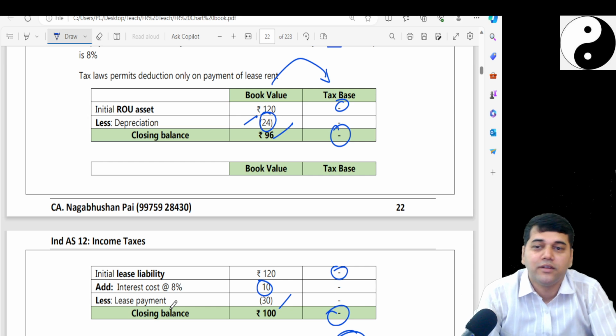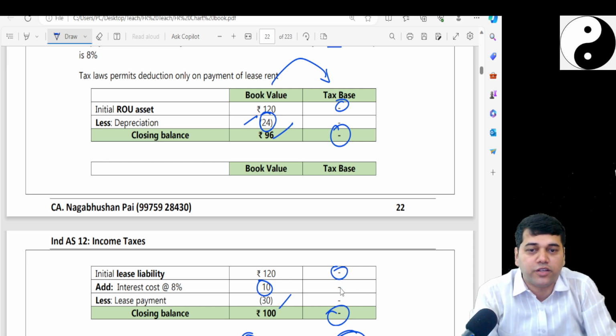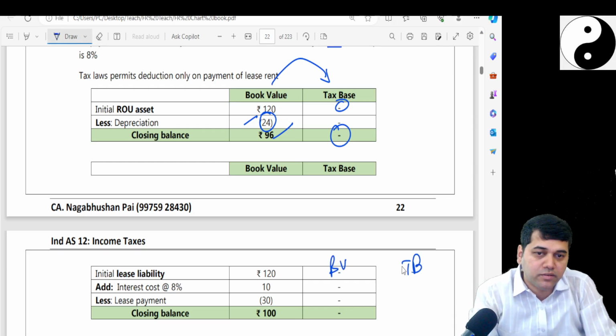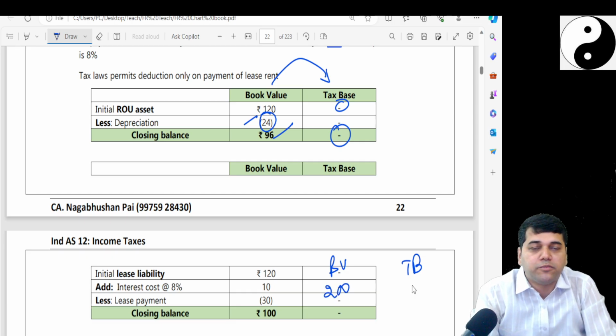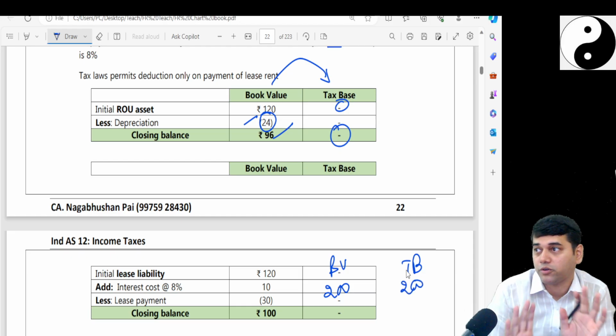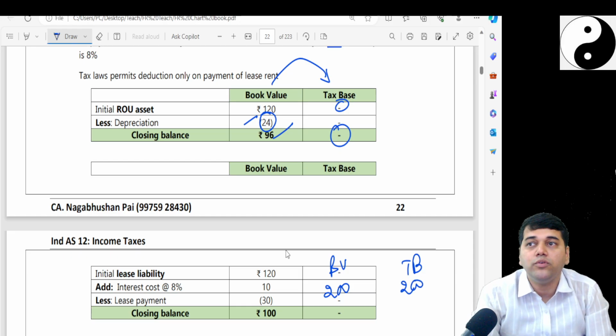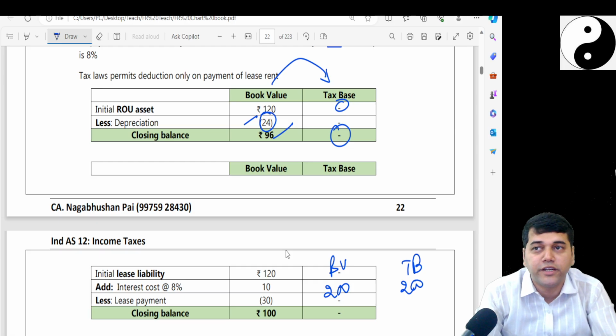Book value. Okay, I will start. See, I purchased at 200, no. So I will say that this is my book value. This is my tax base. What is my book value at the beginning of the year? 200. What is my tax base at the beginning of the year? 200. Did they say no, I'm not going to recognize this? No. Then at the end of the year, the fair value was 240. What accounting entry did you pass?